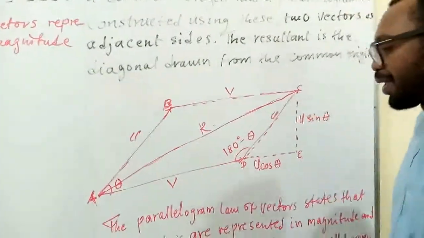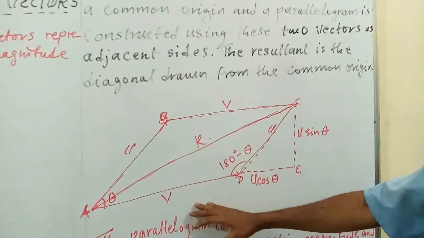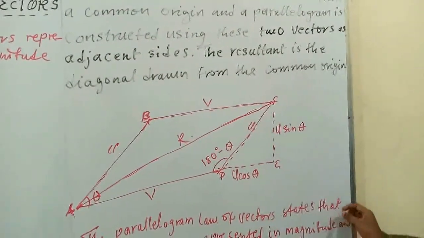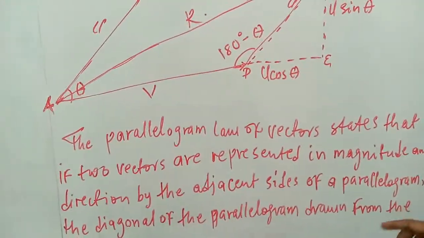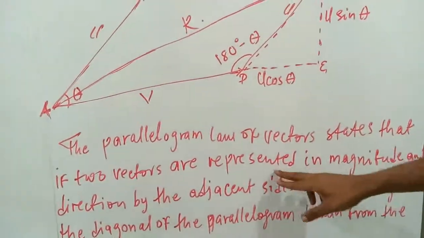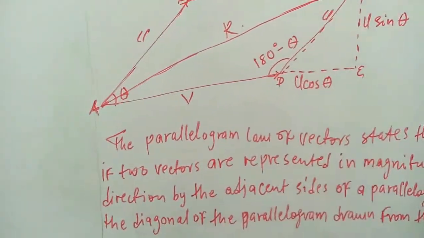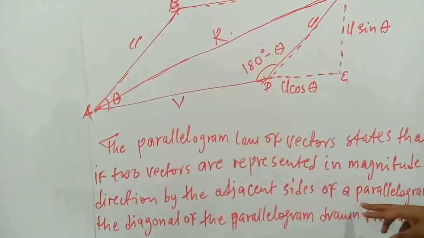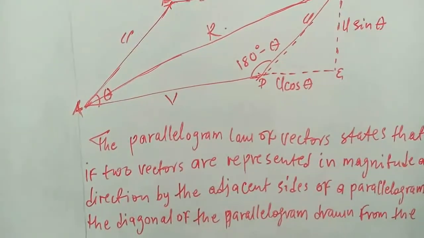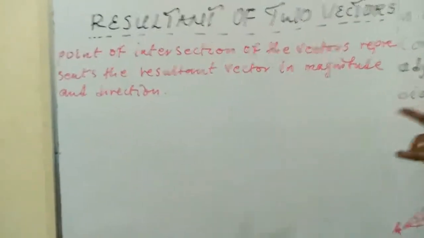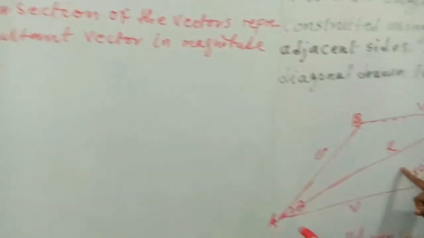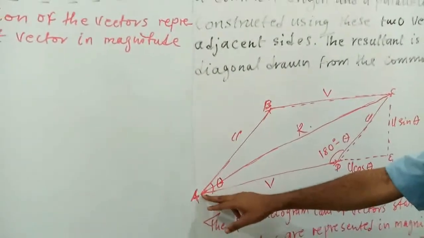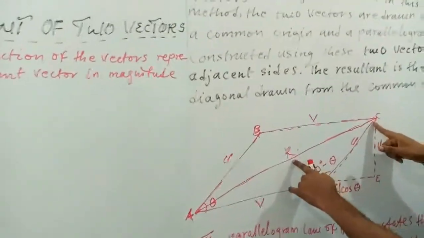Now, to resolve this vector, we said the law of parallelogram is applied. The parallelogram law of vector states that if two vectors are represented in magnitude and direction by the adjacent sides of a parallelogram, the diagonal of the parallelogram drawn from the point of intersection of the vectors represents the resultant vector in magnitude and direction. This is exactly what we are talking about. From point A to point C, you have the resultant vector.